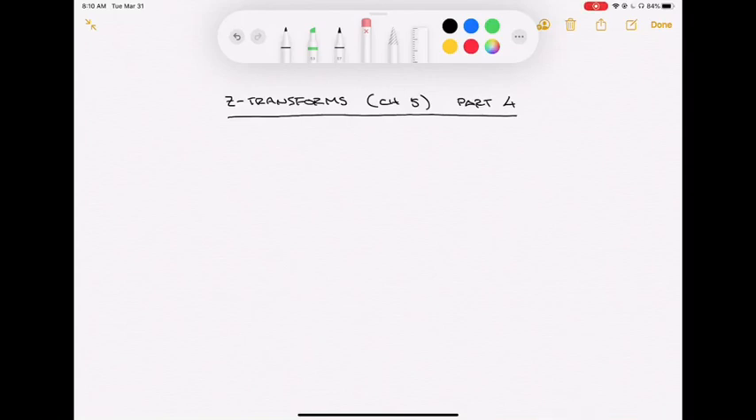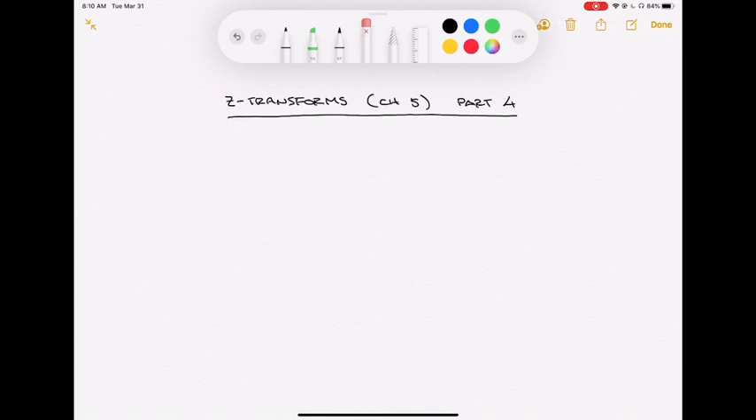So this will be a lecture in Z-transforms, all part of Chapter 5. It's our fourth lecture. We will talk about solving linear difference equations, do several examples, and then we'll make some comments on the transfer function for discrete time systems, a little bit on stability, and wrap it up with another example in which we find the unit impulse response for a discrete time system.